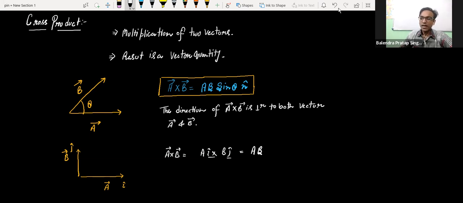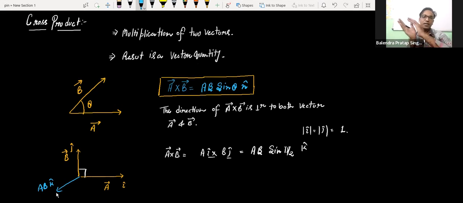i cross j. The magnitude of i cap is 1, and the magnitude of j cap is again 1. The magnitude of unit vector i cap equals j cap, that is equal to 1. And if you take the cross product, the angle, sine theta, means the angle is pi by 2. And n cap, what will be the n cap? i cross j will give you a unit vector that is perpendicular to both, that is k cap. So here I can draw this k cap in your z axis. The magnitude is AB, and that's along k cap. Is it clear now?